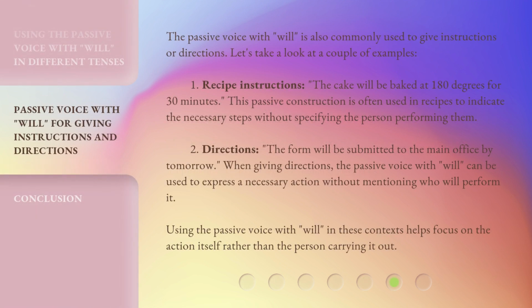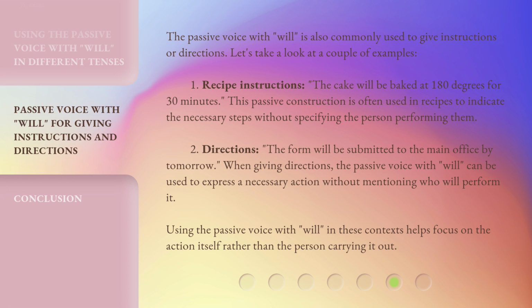The passive voice with will is also commonly used to give instructions or directions. Let's take a look at a couple of examples. 1. Recipe instructions. The cake will be baked at 180 degrees for 30 minutes. This passive construction is often used in recipes to indicate the necessary steps without specifying the person performing them.